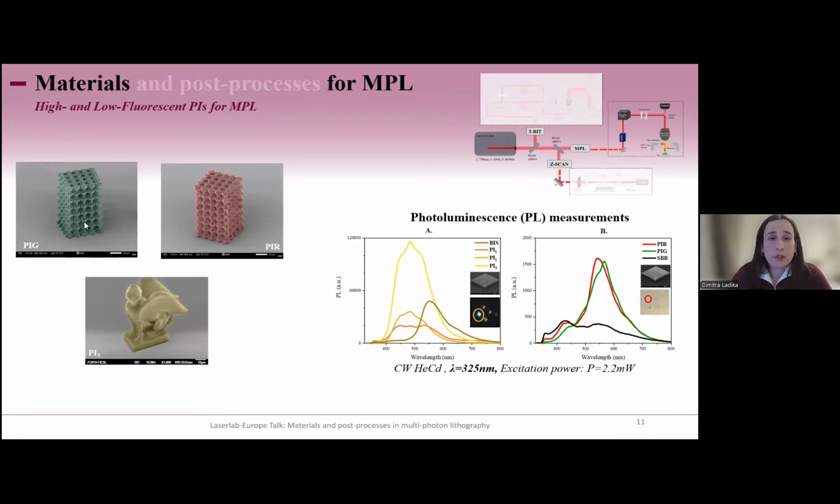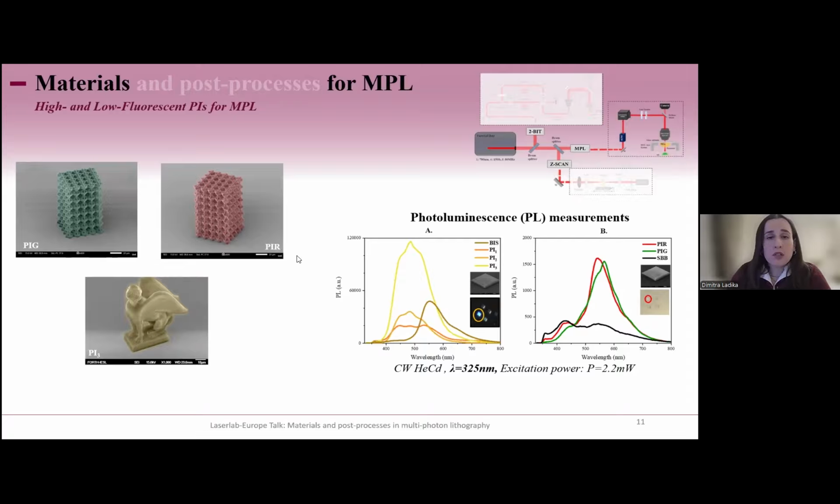And of course, we fabricated more intricate structures, specifically for the low fluorescent ones. We chose these structures. They are scaffolds that are usually used for bio applications. And at the same time, we fabricated just some more bulky structures with a high fluorescent one, the one that exhibits higher fluorescence, to show that we can have also quite nice surface quality with these PIs.